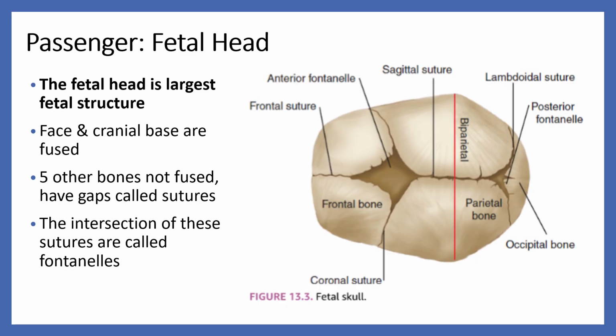For the fetal head, this is the largest structure of the fetus. The face and cranial base are fused, but the 5 other bones are not fused. These gaps are called sutures. The intersection of the sutures are called fontanelles, and we assess a newborn's posterior and anterior fontanelle.